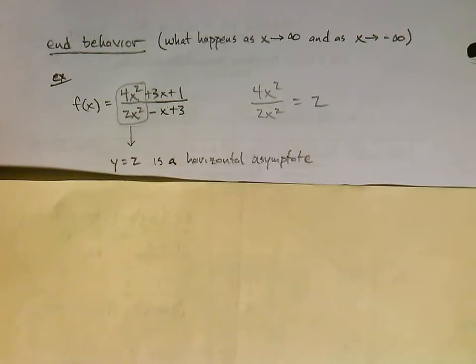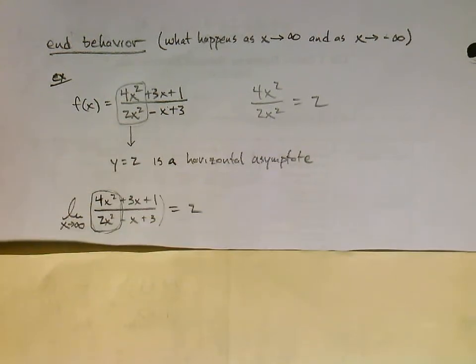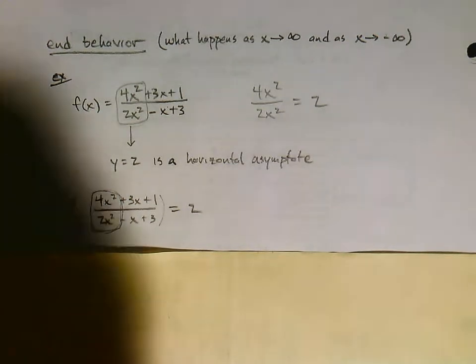So what would we say? In this case, y equals 2, think of the horizontal line. Y equals 2 is a horizontal asymptote. The function is going to tend towards that asymptote in both the positive and negative directions. Well, how does that connect to what we're doing if thinking about limits?